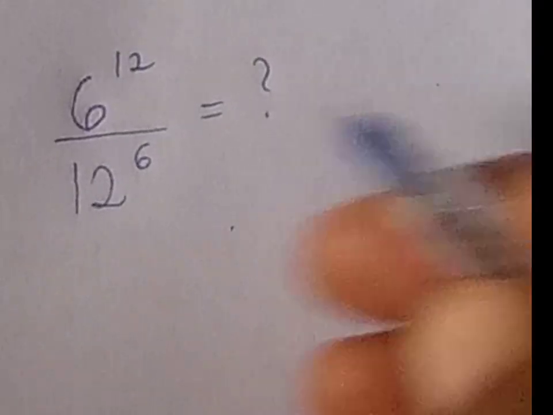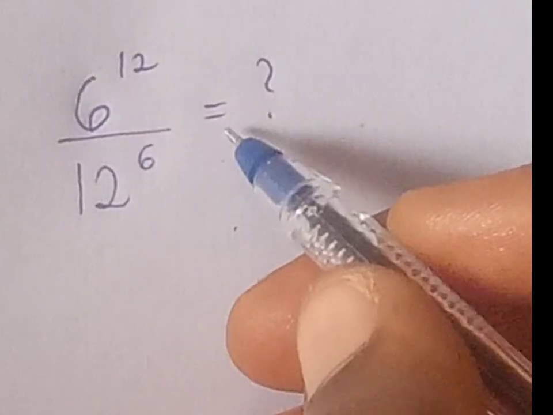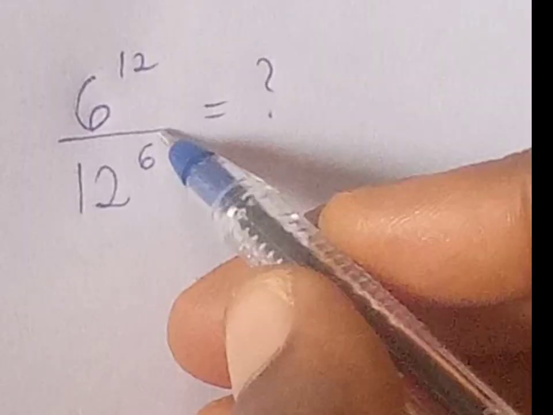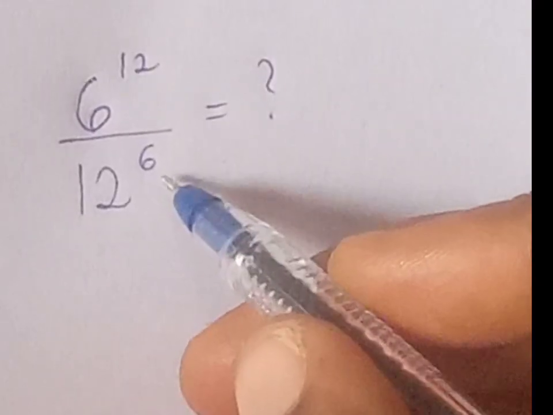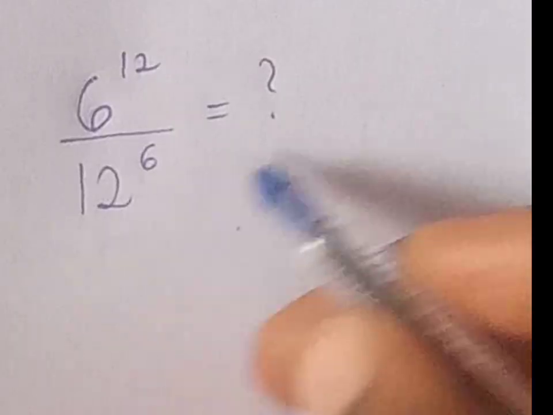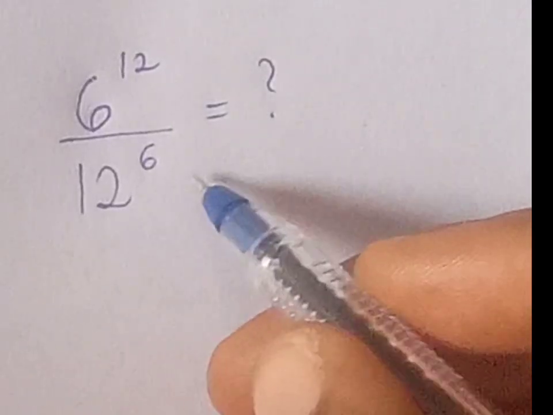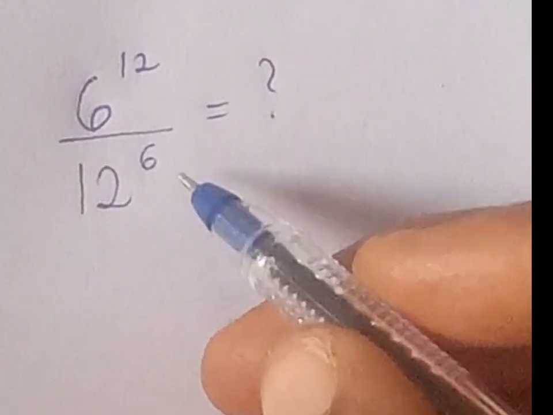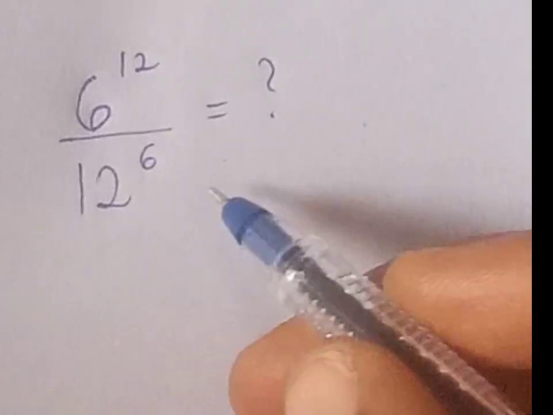Hello everyone, here is a math question before us which says 6 raised to the power of 12 divided by 12 raised to the power of 6. At first glance, this question looks complicated because of the large exponent that we have here, but there's actually a very simple way to solve it.